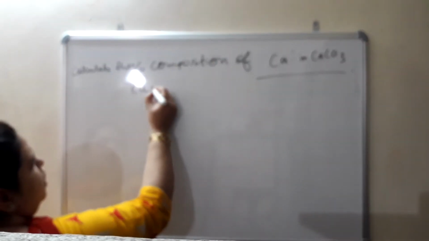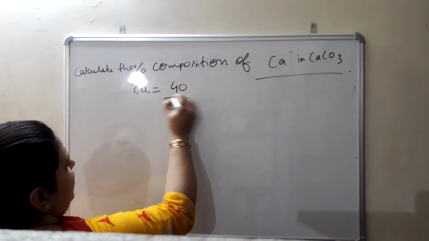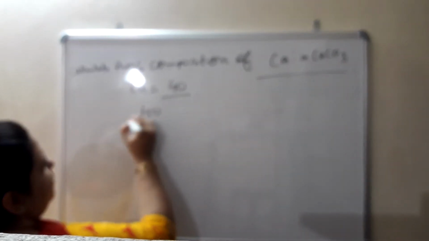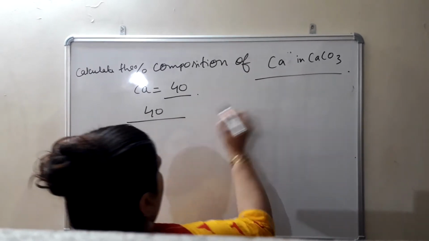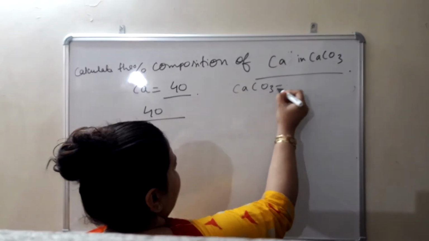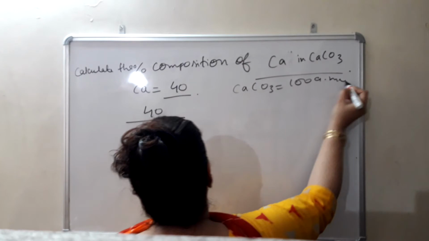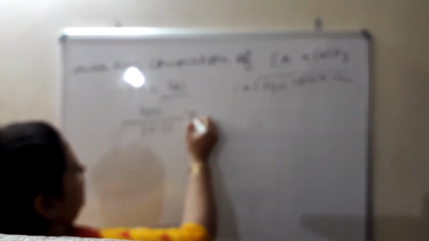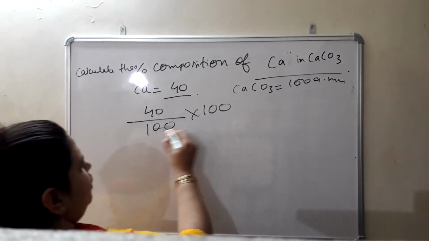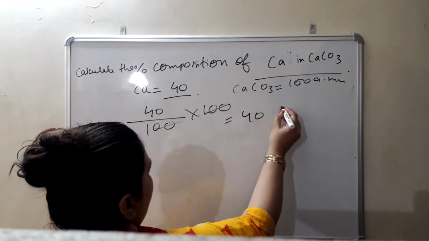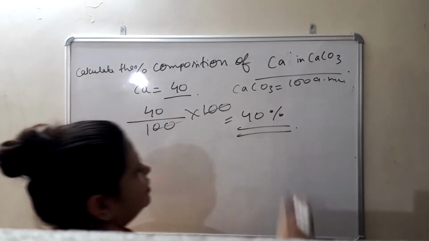So what will you do? Calcium mass number is 40. Now 40 divided by the molecular weight of calcium carbonate. Just now we have solved CaCO3, that is 100 AMU. So divided by 100, multiplied by 100. Like this you will do, isn't it? So what will you obtain? You will obtain 40%. This is the answer.